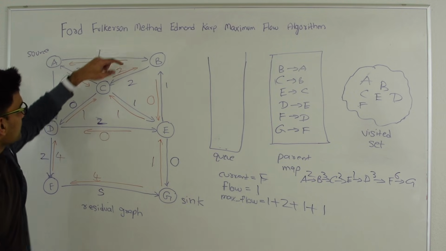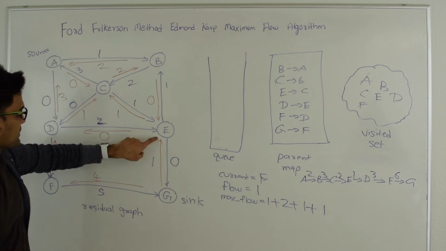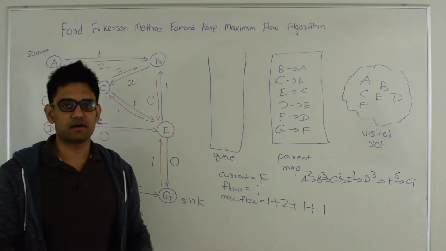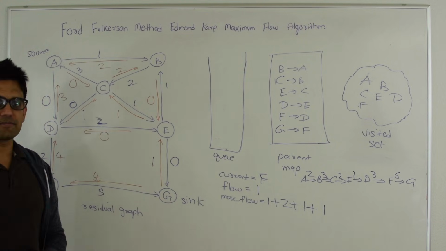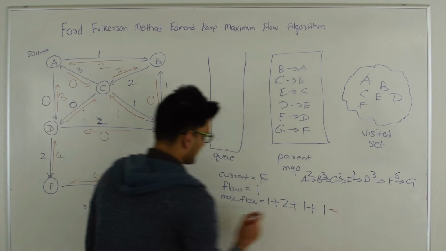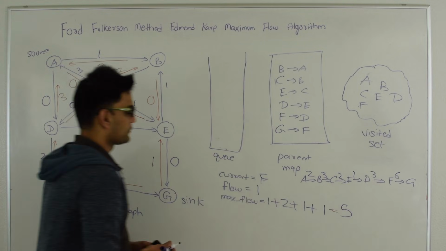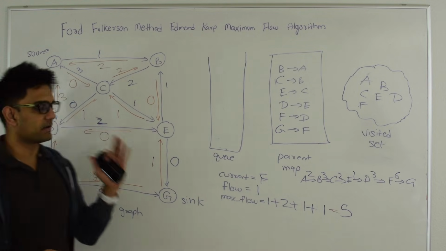So we can go to B, from B we can reach C, from C we can reach E, but E has no more way to reach G. So ultimately, after this, if you repeat the BFS process, you will not find an augmented path from A to G. So at this point of time, the program can terminate, and this here is our maximum flow which we have found till now, which is 5. So this is our Edmonds Karp algorithm and Ford-Fulkerson method.